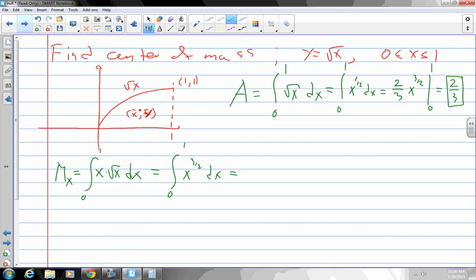So you integrate that, you get x to the power 5/2, and then you have 2/5 as a coefficient, from 0 to 1. You plug in 1, you get 2/5. You plug in 0, you get 0. So we're good?